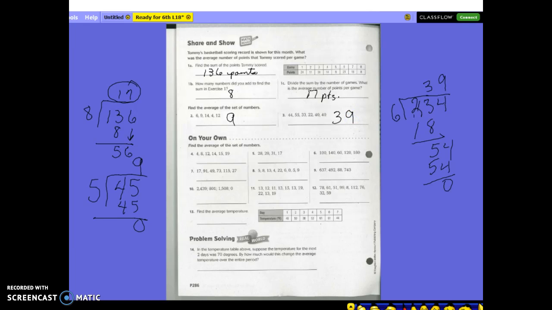Okay, I want you to go ahead and do that on your own. It says in the temperature table above, suppose the temperature for the next 2 days was 70 degrees. By how much would this change the average? So you're going to add 8 and 9 and 70 and 70, which you think sounds horrible, but once you get this total, keep it somewhere so you can add 140 to it. And then you're going to divide by 9 to get that.